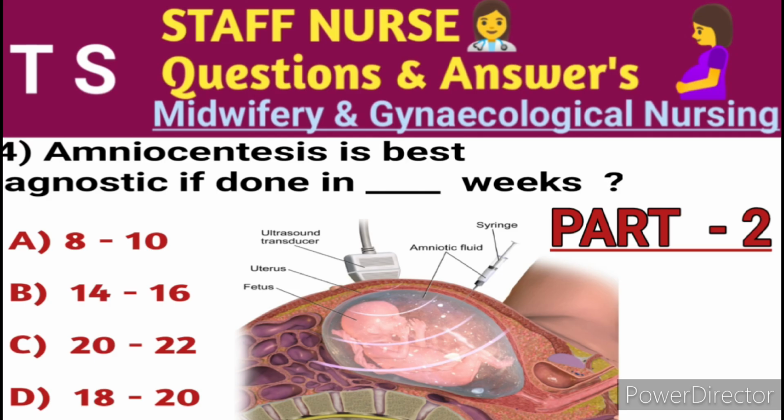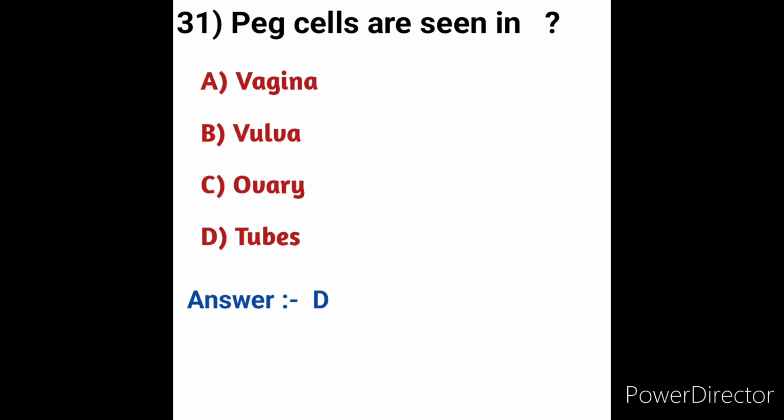To the topic, we will discuss now part 2, midwifery and gynecology point of view. 31st question. Peg cells are seen in which option? Option A, vagina. Option B, vulva. Option C, ovary. And option D, tubes. What are peg cells?